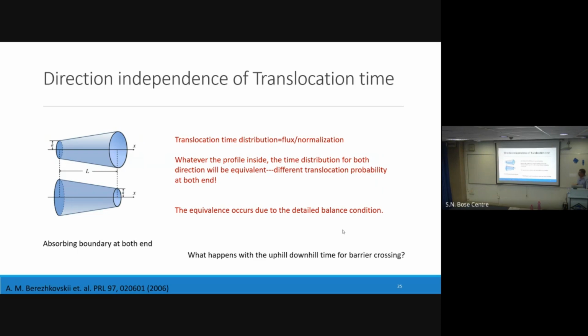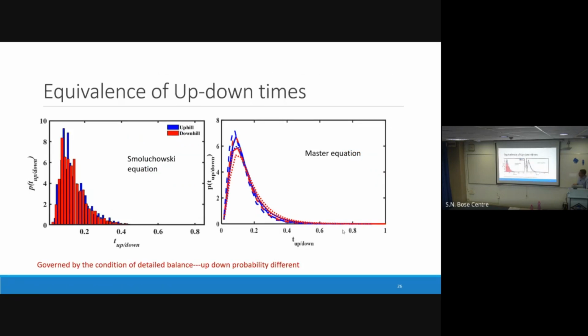So what happens with the uphill and downhill for the barrier crossing? We tried the same with the diffusion or Smoluchowski equation and the master equation model, for uphill and downhill with the same type of model. For the diffusion and Smoluchowski equation cases, uphill and downhill are giving a similar type of distribution, and the mean time is also the same for both cases. And for the master equation cases, many realizations are tried with the smallest possible microstates.